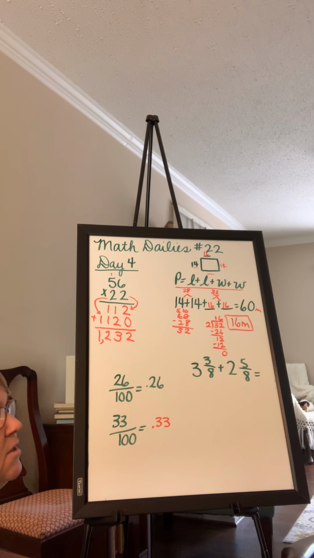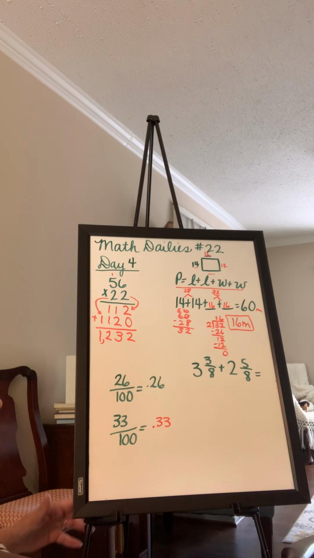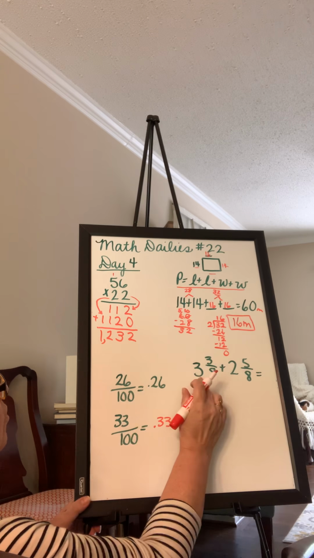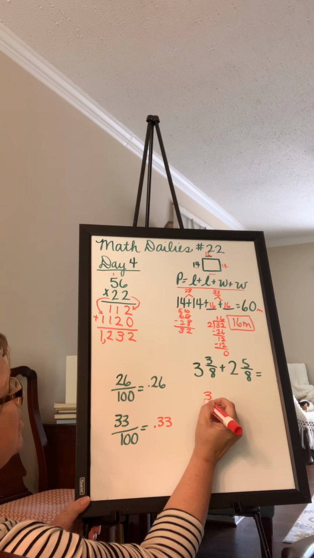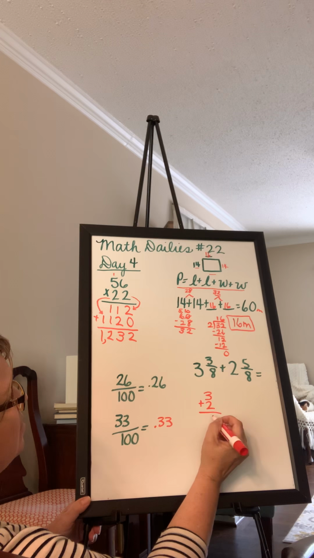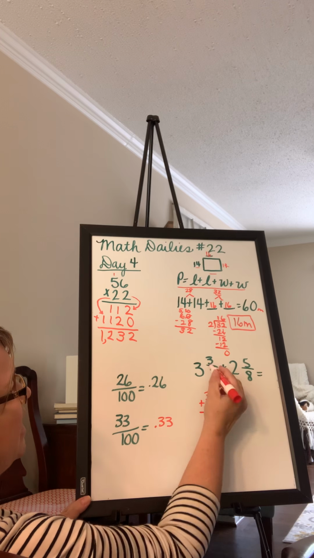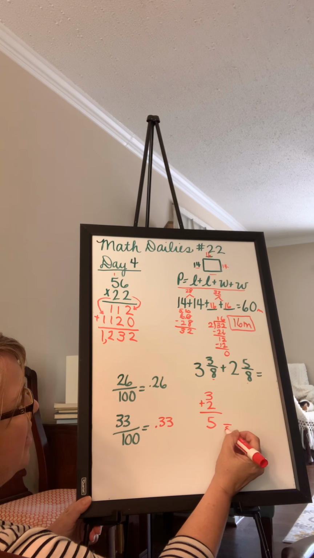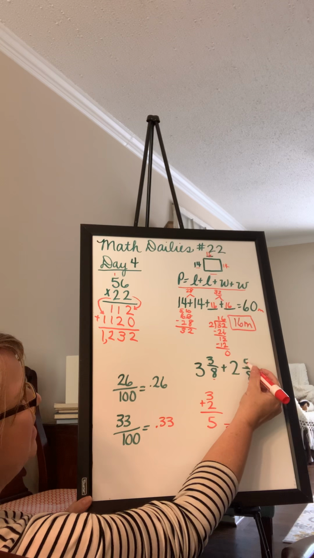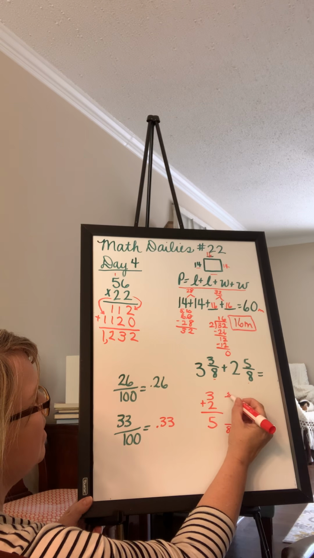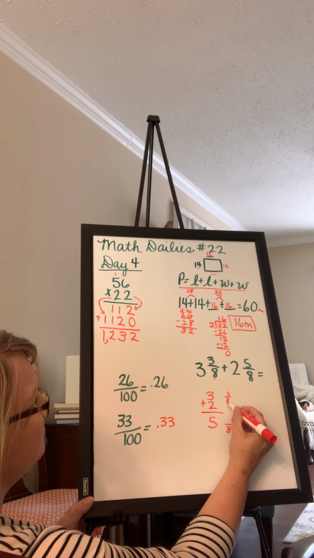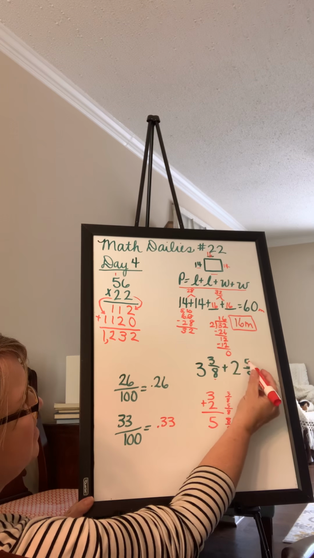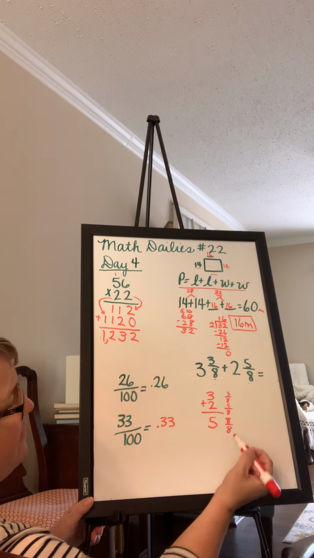All right, the last one is adding mixed numbers. Remember, mixed numbers are whole numbers and fractions together. So let's add our whole numbers first. 3 plus 2 is 5. And then we're going to add our fractions. Because the denominators are the same, we're going to keep our 8s. And we're going to add 3 plus 5. So 3 8s plus 5 8s equals 8 8s. 3 plus 5 is 8. So we have 5 and 8 eighths.